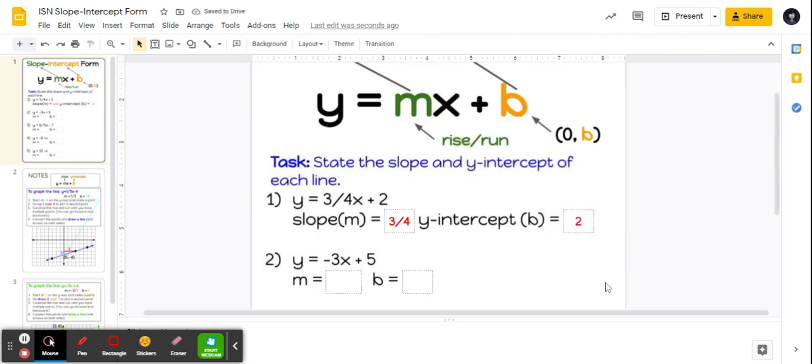Now, I know it doesn't have a lot of meaning to you at this point because we're just pulling the information out of the equation, but in the next slide we are going to talk about what these actually mean and what we will use some of these things for.